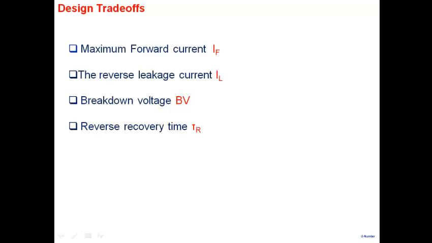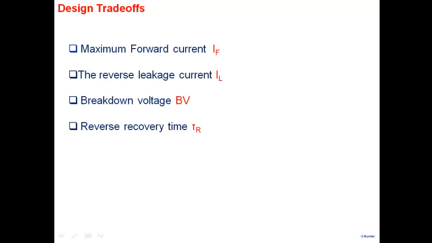But in fact, a lot of interesting things begin after you derive, because if I'm a designer, let's say I'm a company making diodes, obviously I would like to make IF very high, IL very low, breakdown voltage very high, and tau very low. I would like to do that, but I know that I can't, because there are trade-offs.